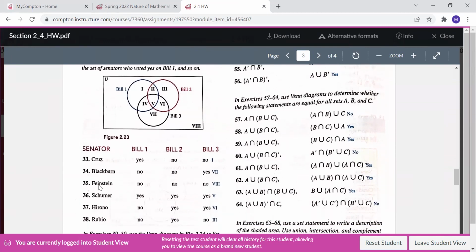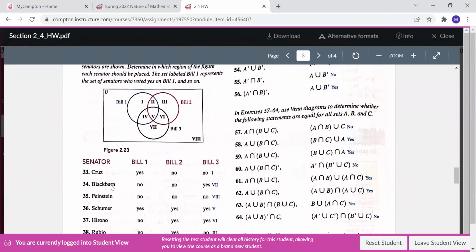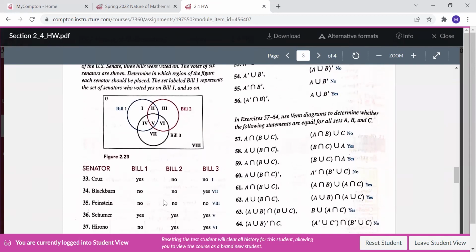Let's do one more. Let's do Feinstein. She's a California senator. So Feinstein voted no, no, no.